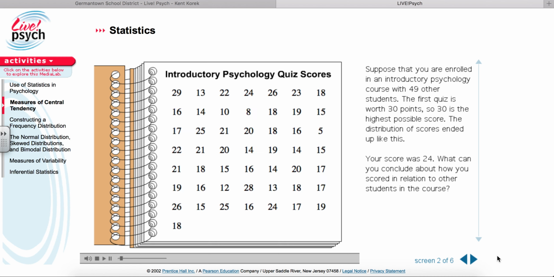Suppose that you are enrolled in an introductory psychology course with 49 other students. The first quiz is worth 30 points, so 30 is the highest possible score. The distribution of scores ended up like this. Your score was 24. What can you conclude about how you scored in relation to other students in the course?